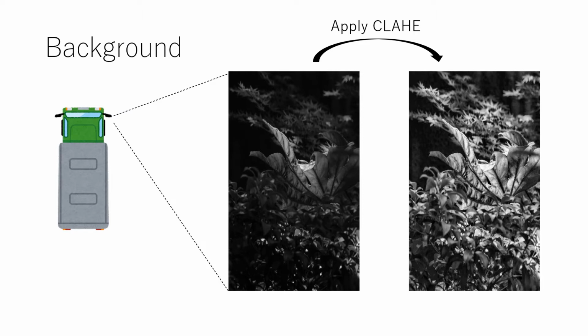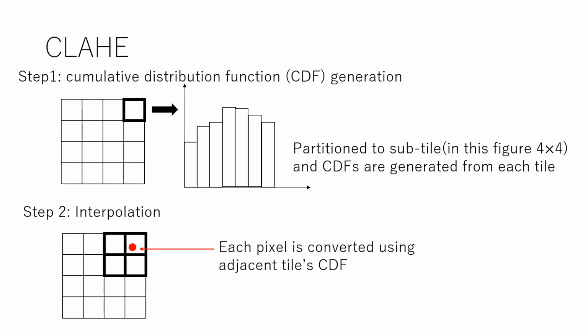But a low-end embedded CPU can't satisfy the time requirement. So we implement CLAHE on a low-end FPGA. CLAHE has two main processing parts: cumulative histogram function generation and interpolation. First, at step 1, the image is partitioned into subtiles, and the CDF is generated from each tile. After that, at step 2, each pixel is converted by bilinear interpolation using adjacent tiled CDFs.